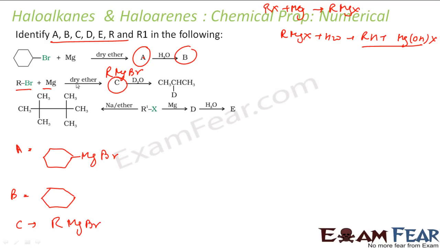Correct. Now RMgBr, when it reacts with D2O, gives this compound CH3, CH, CH3 and D. Right? So what is R? If we compare these, we can say that R is nothing but CH3. So R is CH3.